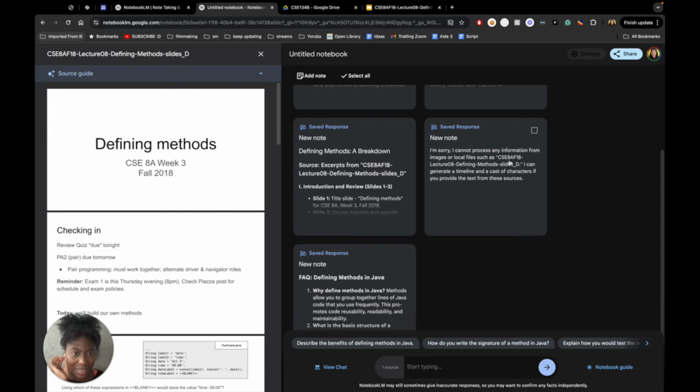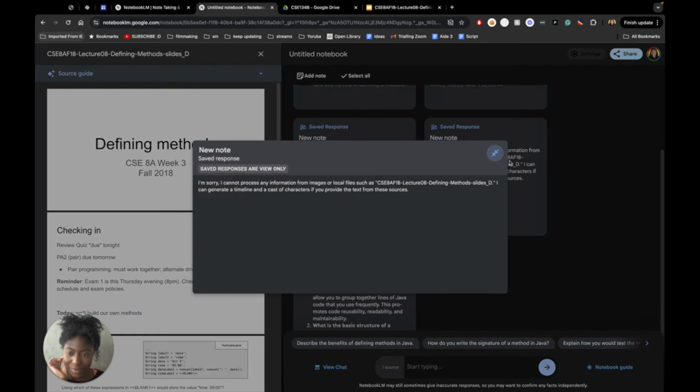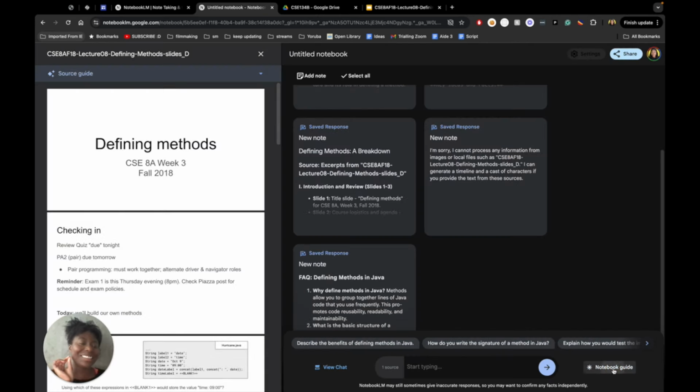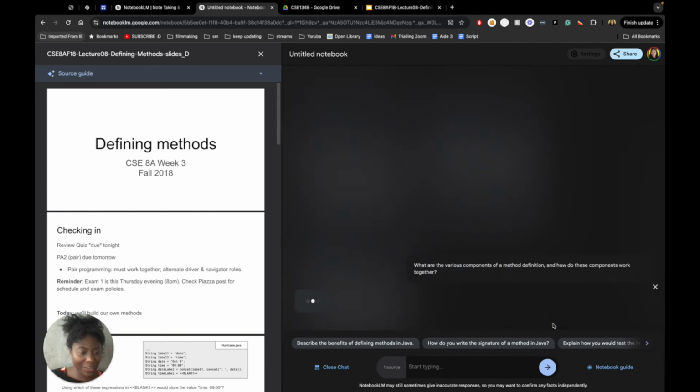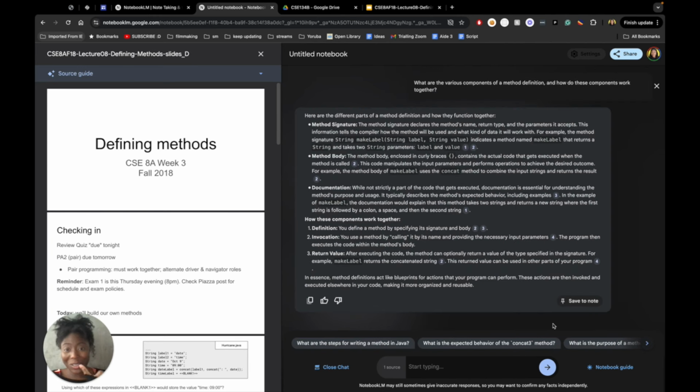Oh, I cannot process any. Okay, I don't know what happened there. Okay, that's still generating. It has a summary. How do slides demonstrate the importance of defining methods in Java? What are the various components of a method definition and how do these components work together? Let's do that. I feel like it's going to talk a lot about the syntax of how you define it in Java. I actually don't code in Java a lot anymore, but if I was learning this, it would be helpful to know. Okay, cool.